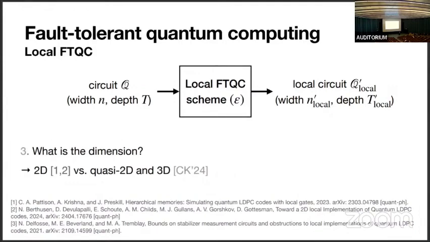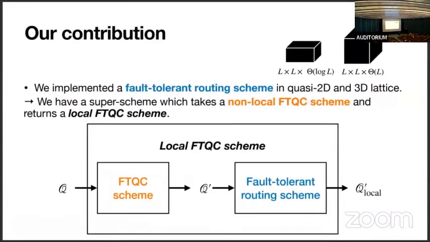And we can also talk about the dimension. Yesterday's talks were talking about 2D architecture, while we constructed quasi-2D, meaning we stack up logarithmically many planar sheets. And we also came up with a 3D architecture. So our contribution is the following. We constructed a fault-tolerant routing scheme in quasi-2D and 3D lattices. The idea is you can choose any fault-tolerant quantum computing scheme, and you can combine it with our routing scheme to construct a local fault-tolerant quantum computation scheme.